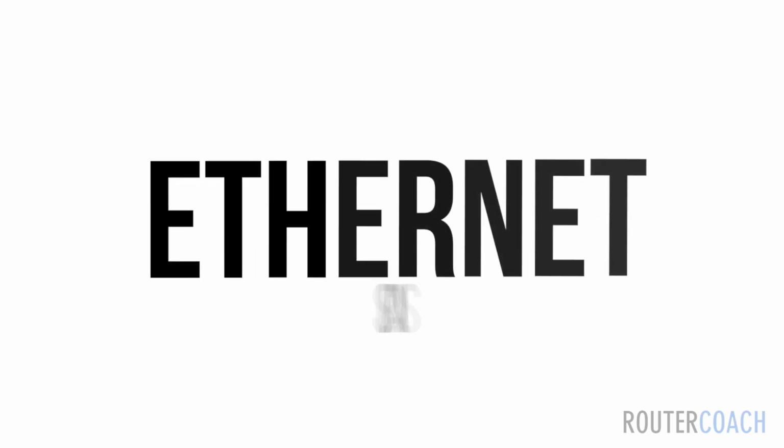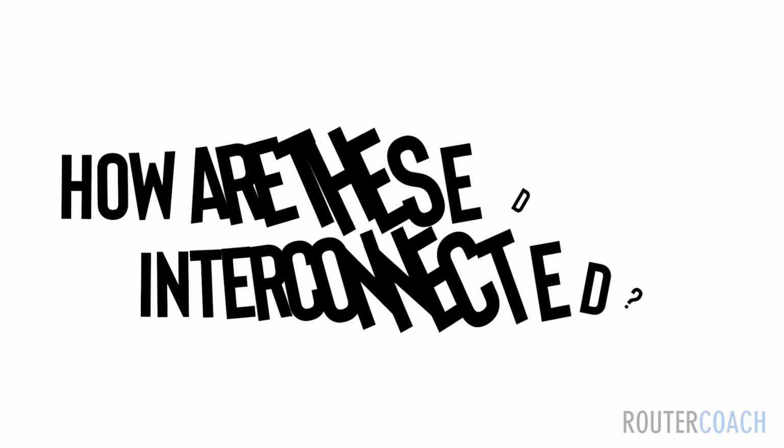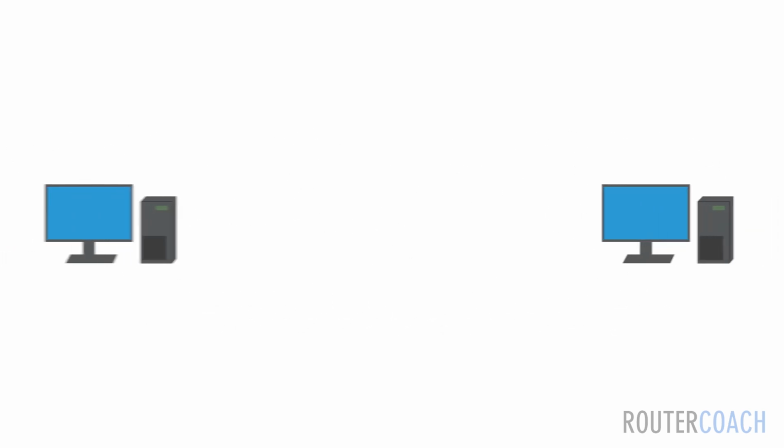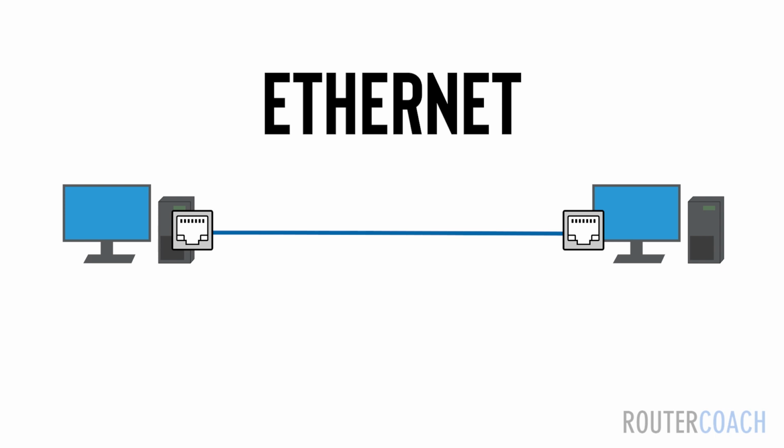We're going to dive a lot deeper into one of the questions that we mentioned in part 1, and that was, how are these devices interconnected? The common answer is they are connected by an Ethernet cable. Now, not all connections use Ethernet, but Ethernet is the most popular physical layer 1 technology in use today. We will cover the different layers in the next lesson.